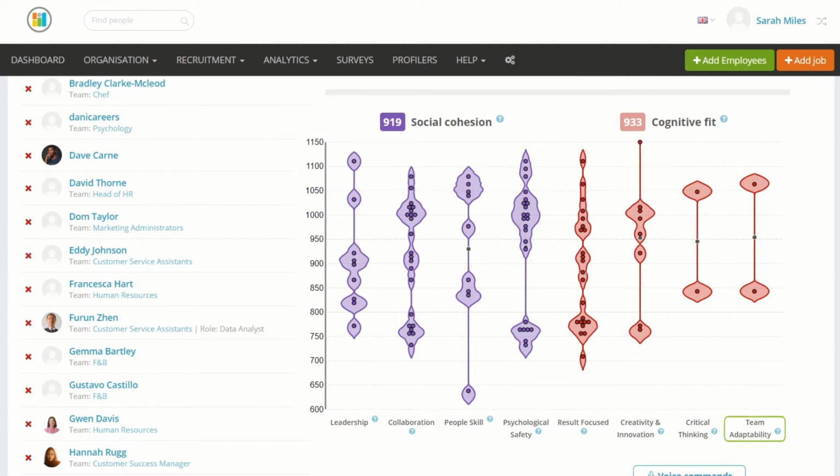And we've got team adaptability, an aspect that is all about how quickly the team can actually restructure itself and realign itself with the environment. Now, whilst all these scores need to be balanced in a certain way, depending on the team you're looking at, there will be different preferences you're going for.